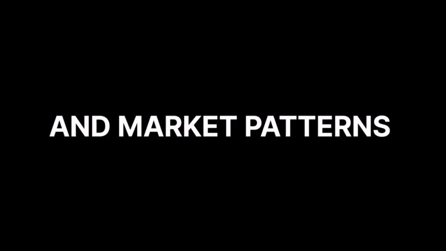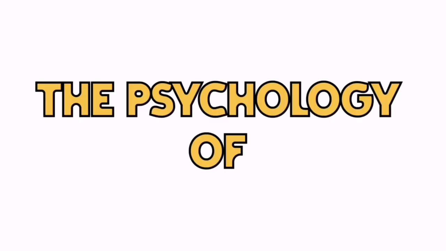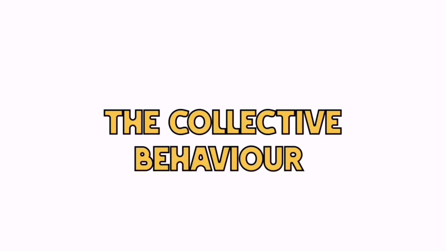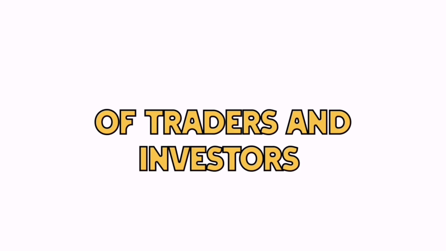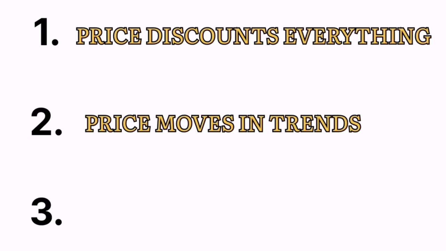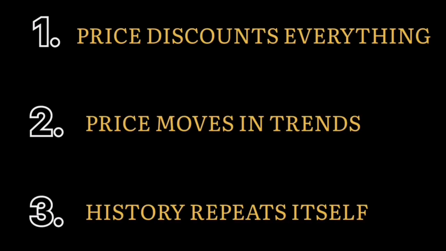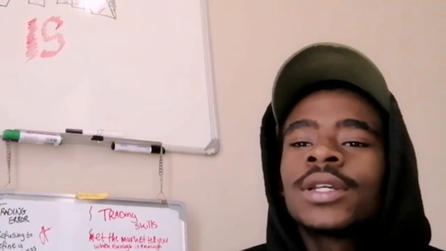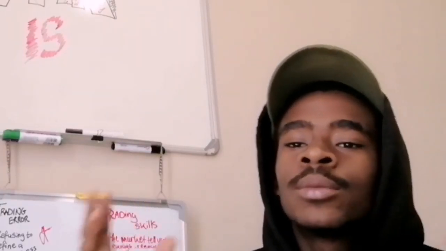So, to sum it up, technical analysis is the study of price movements and market patterns to forecast future prices. It works because it taps into the psychology of market participants, which is the collective behavior of traders and investors that repeats itself over time. And the 3 key principles we discussed: price discounts everything, price moves in trends, and history repeats itself. These are the foundations of how technical analysis can be applied to the market.